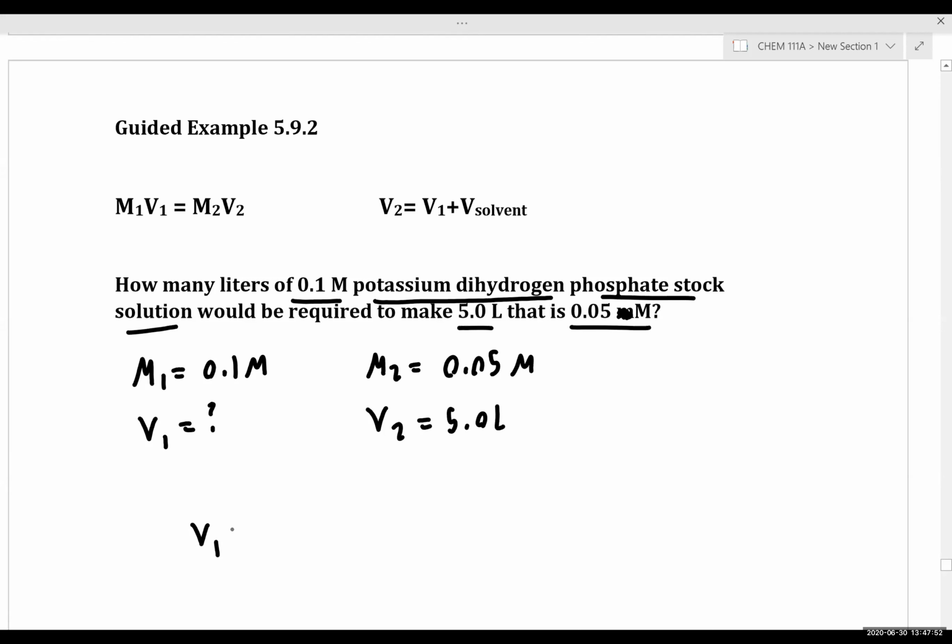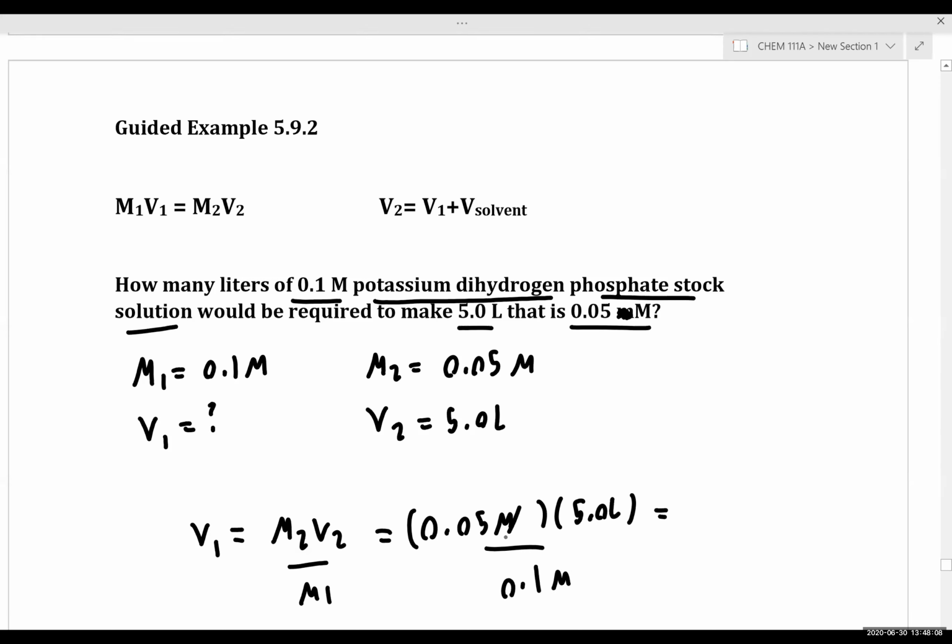So solving for our initial volume, we have M2V2 over M1. That in turn gives us 0.05 molar times 5.0 liters over 0.1 molar. Let me punch this into the calculator really quickly. That in turn gives us 2.5 liters.